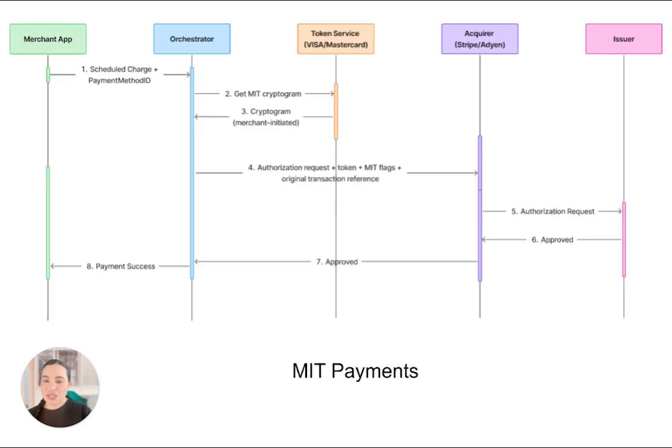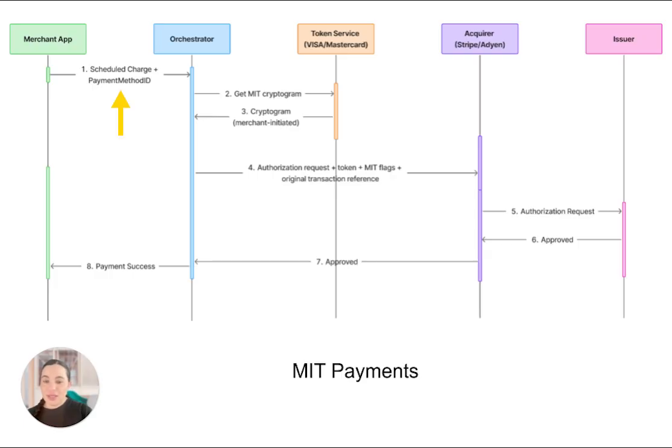A merchant initiated transaction, or MIT, does not involve the cardholder at all. For example, when a subscription renews or an installment comes due. From there, the charge fires on a schedule. Let's walk this diagram against the last one and see the differences.